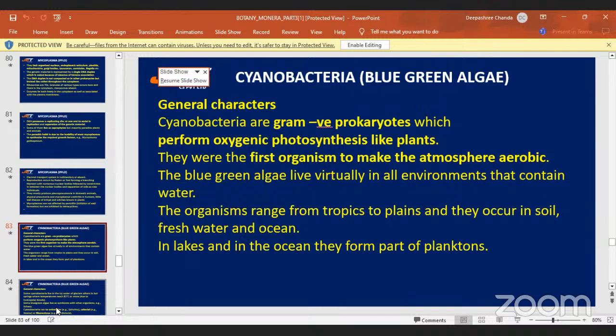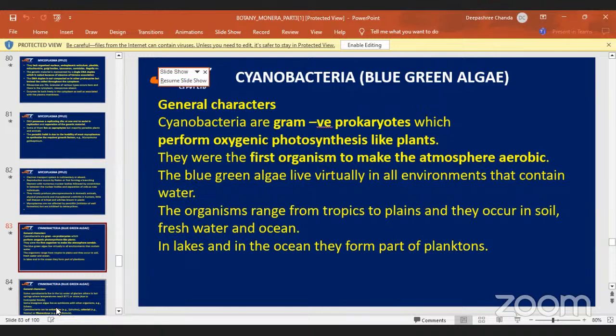Okay, no. So what are the general characteristics of the cyanobacteria? Cyanobacteria are also known as blue-green algae. The general characteristics are that cyanobacteria are gram-negative prokaryotes which perform oxygenic photosynthesis like plants. They were the first organisms to make the atmosphere aerobic. Last class, I told you the difference between oxygenic and anoxygenic photosynthesis.